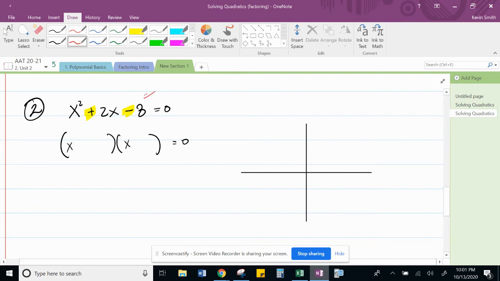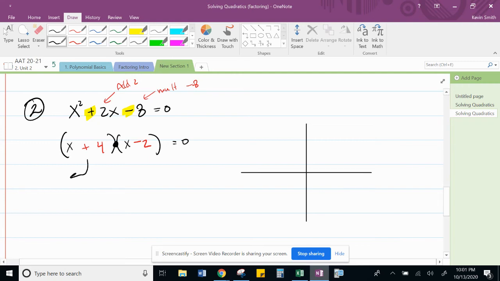So I'm looking at multiplies to -8, adds to 2. So I think that would be 4 and 2. One of them has to be negative. I want it to be a positive 2, so I'm going to do this one. Now we can see why factoring is important. We just turned an addition problem into a multiplication problem. Now we've got all the characteristics of the zero product property.